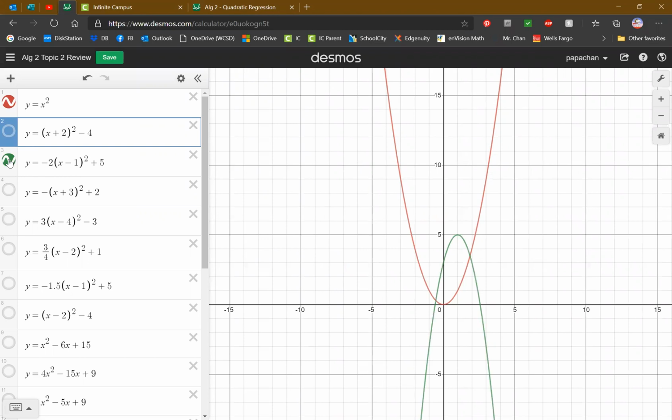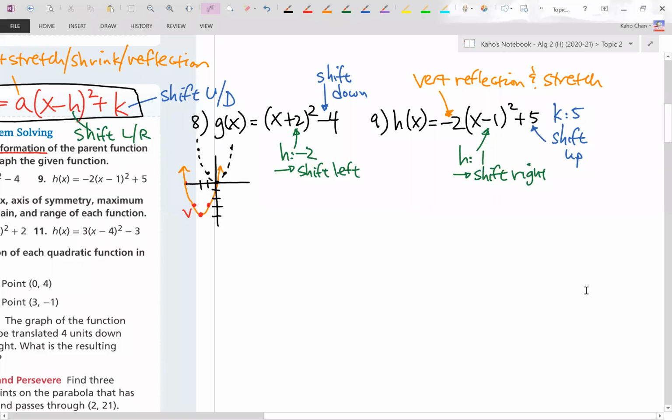Let's see what happens there. Oh, it's upside down. And its vertex is at (1, 5). There it is. Is that what we have here? Let's take a look. There it is, (1, 5). And it's stretched vertically. So let's reflect that in our graph. (1, 5) is the new vertex, and it's stretched by a factor of 2 after it's reflected.